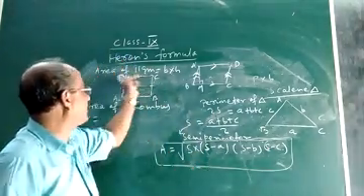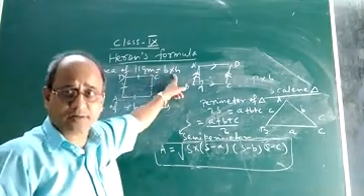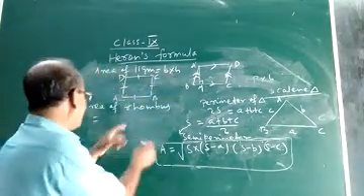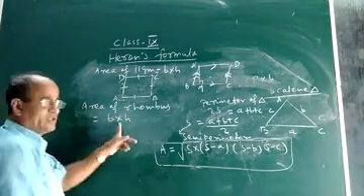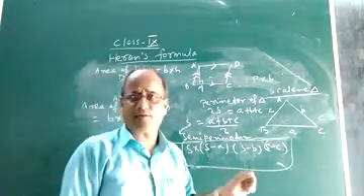And what is the formula for area of a parallelogram? It is base into height, or base into altitude. So the same formula will be applicable for area of rhombus, that is B into H. So this is one formula to calculate the area of a rhombus.